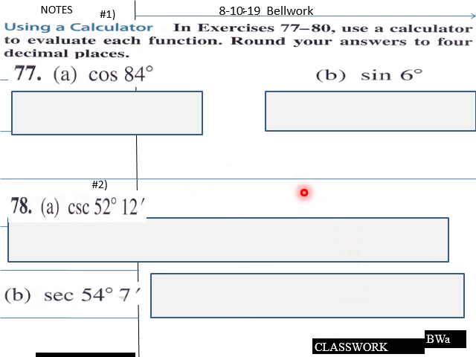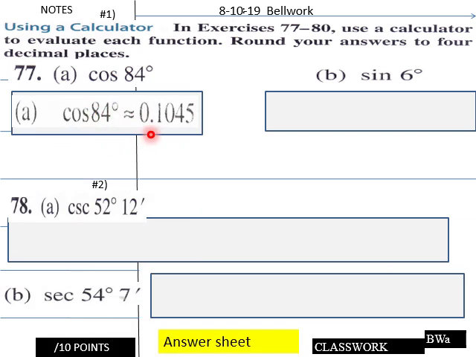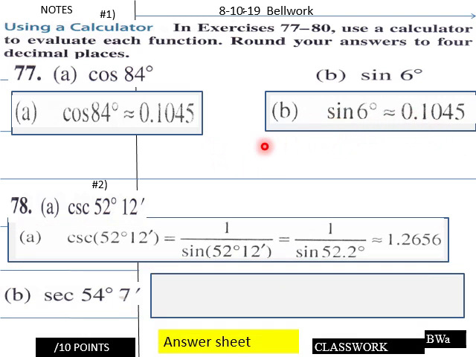Okay, welcome back for your solutions for today's bell work. Round your answers to 4 decimal places. Cosine 84, sine 6, cosecant 52 degrees 12 minutes, and secant 54 degrees 7 minutes. Starting up here, cosine 84 will give you 0.1045 radians. Sine 6 will be 0.1045, and then cosecant 52 degrees 12 minutes will be 1 over the sine of 52 degrees 12 minutes.